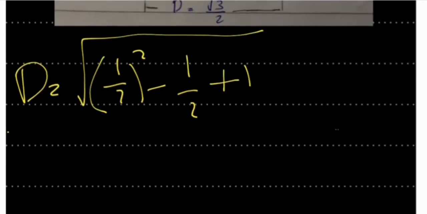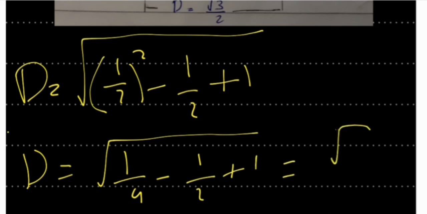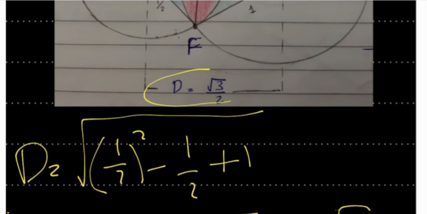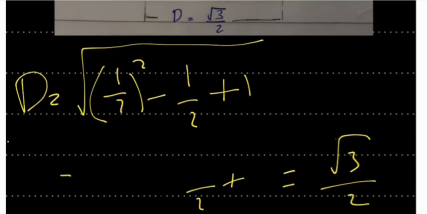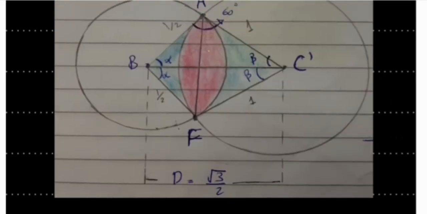So what is D? Well, D is going to be equal to the square root of 1 divided by 4 minus 1/2 plus 1. This is equal to the square root of 3 divided by 2, okay? So this came from here. And what was D? D is the distance between the two centers, right? So this distance over here, okay?